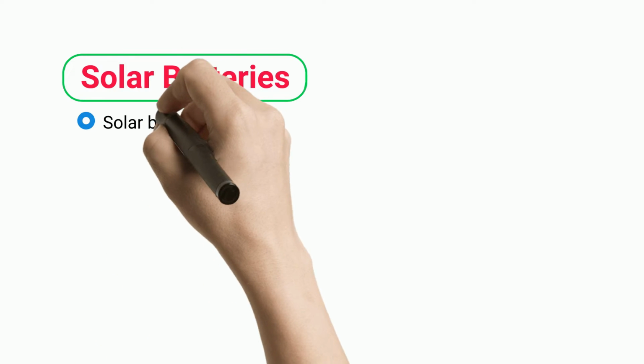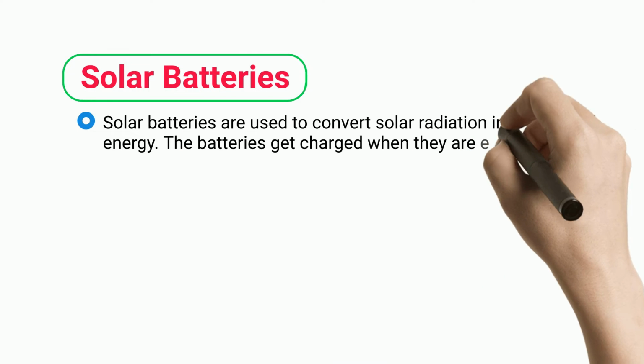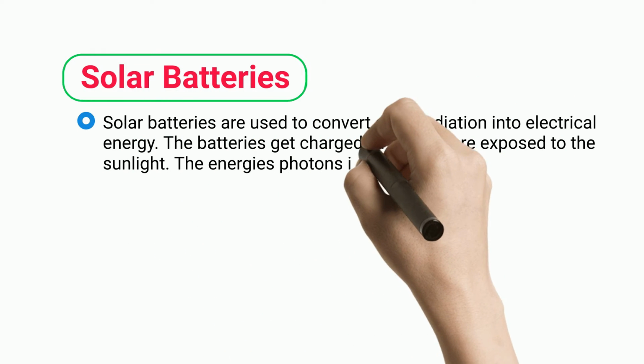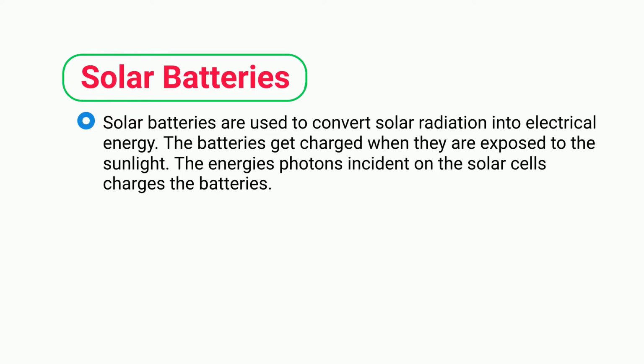Solar batteries. Solar batteries are used to convert solar radiation into electrical energy. The batteries get charged when they are exposed to the sunlight. The energy of the photons incident on the solar cells charges the batteries.